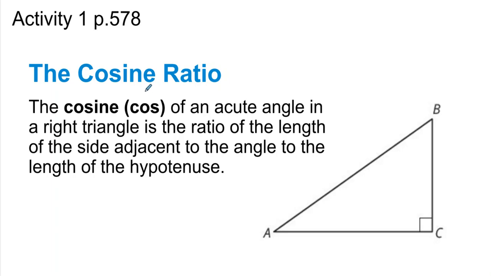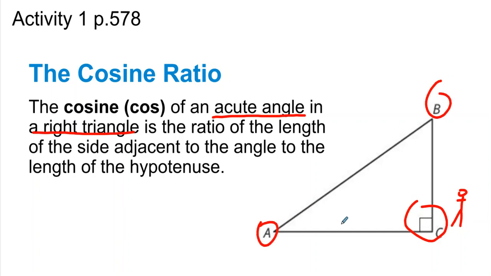So, the cosine ratio of an acute angle in a right triangle. It seems like that's been key. It's always been acute angles in a right triangle. I haven't done any math where this was my reference angle. It's always been here or here. That is true. We're never going to stand here. So it is the ratio of the length of the side adjacent to the angle to the length of the hypotenuse.